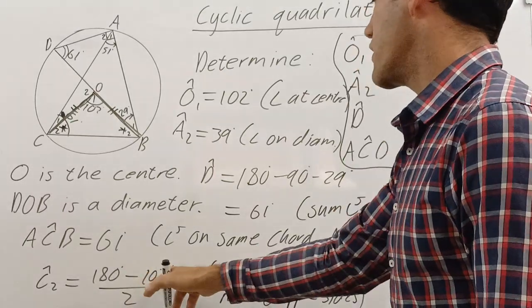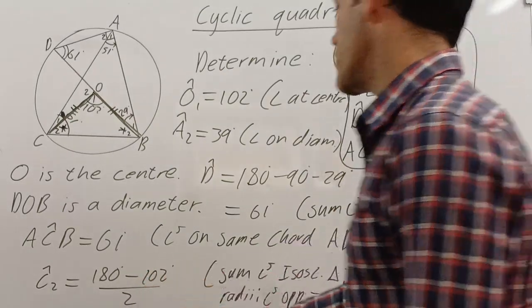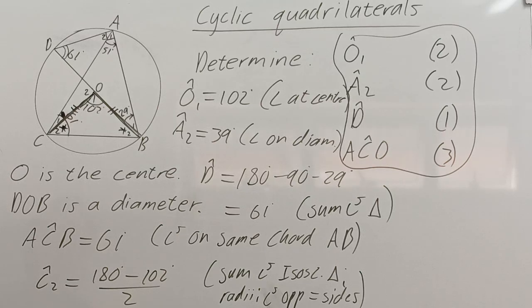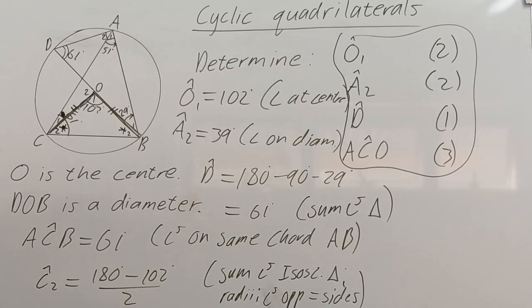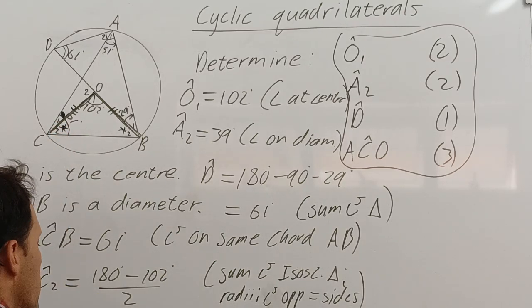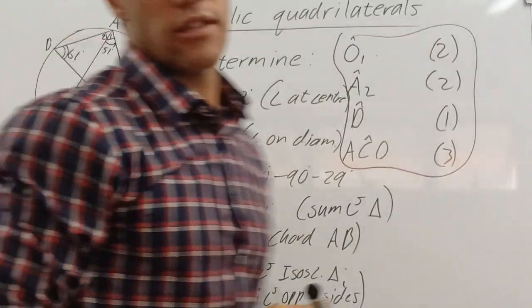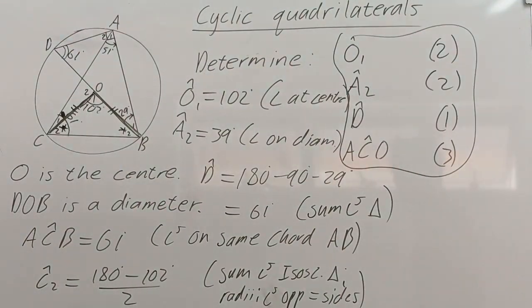So now you get 78 divided by 2 is 39. So we're going to get 39 for C2, and therefore ACO will be 61 total part minus that part, minus 39. That gives you 22 degrees. So ACO is 22 degrees. Okay.